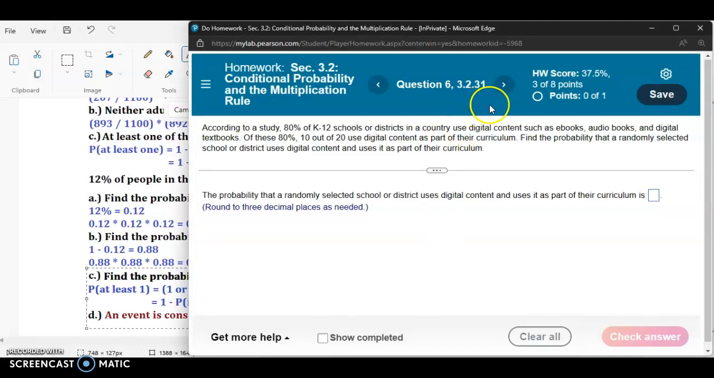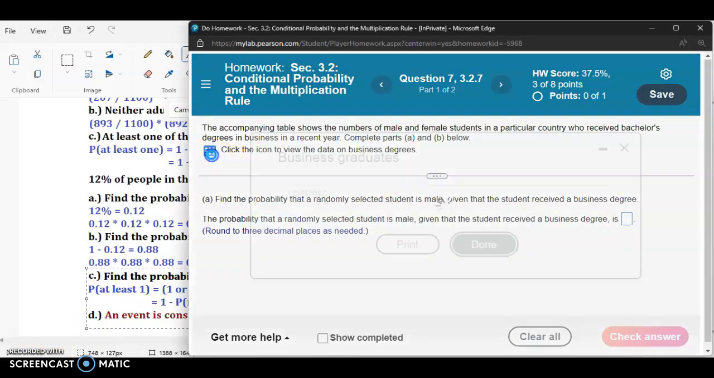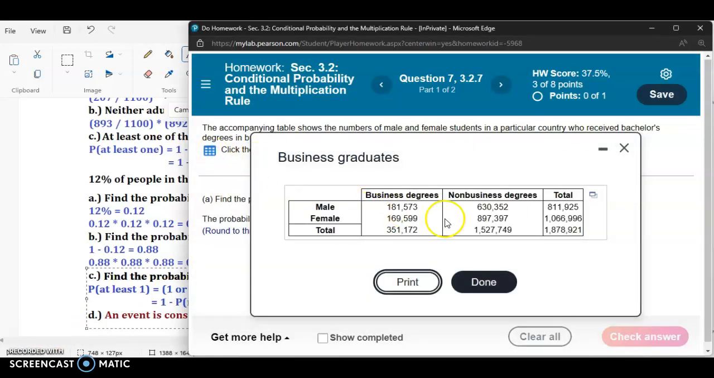I'm going to go ahead and skip over question 6 and go on to the next one. So question 7 says the accompanying table shows the number of male and female students in a particular country who received bachelor's degrees in business in a recent year. So we're going to complete parts A and B. Let's click on the icon to view the table. And this is the table of data that we're going to use to answer the question.